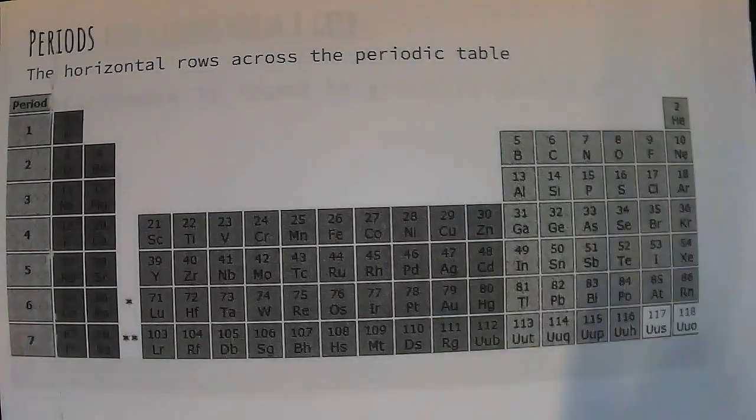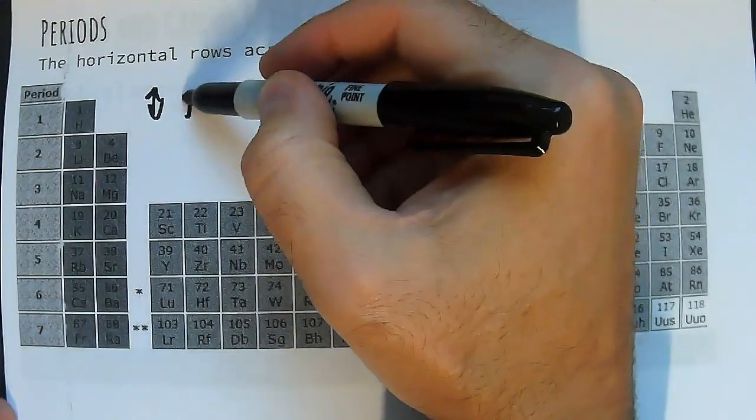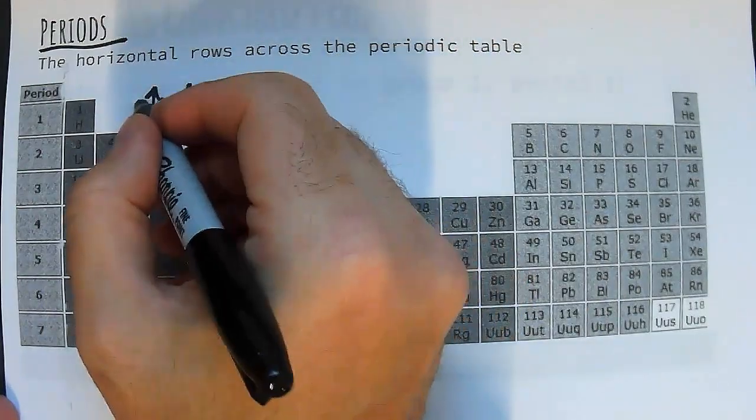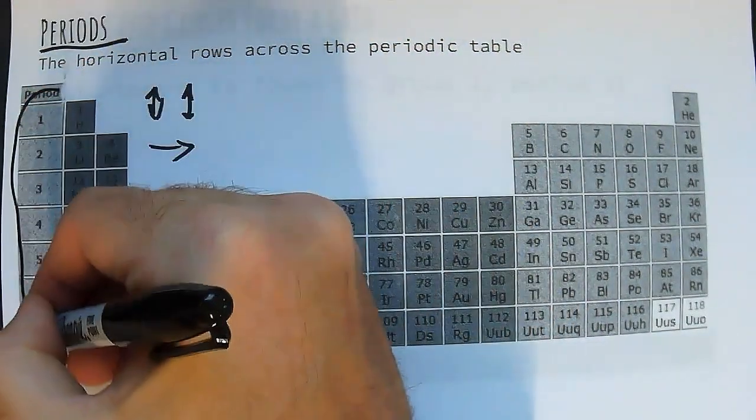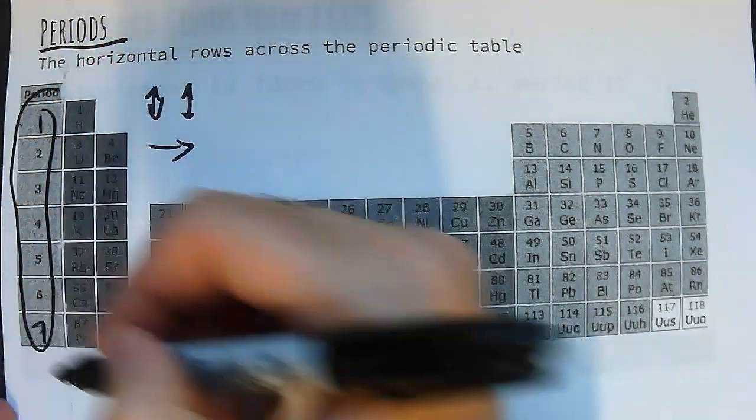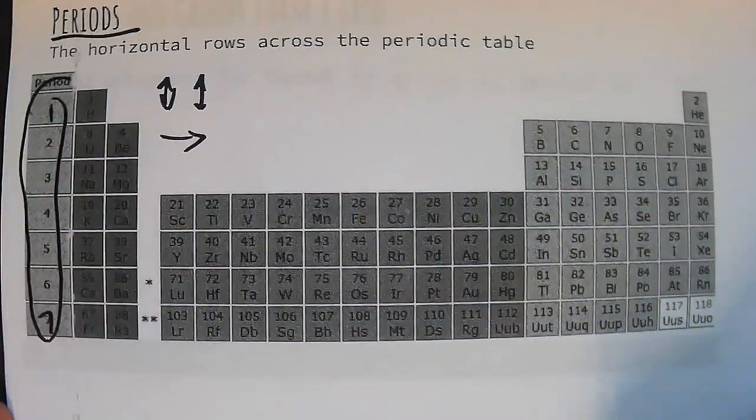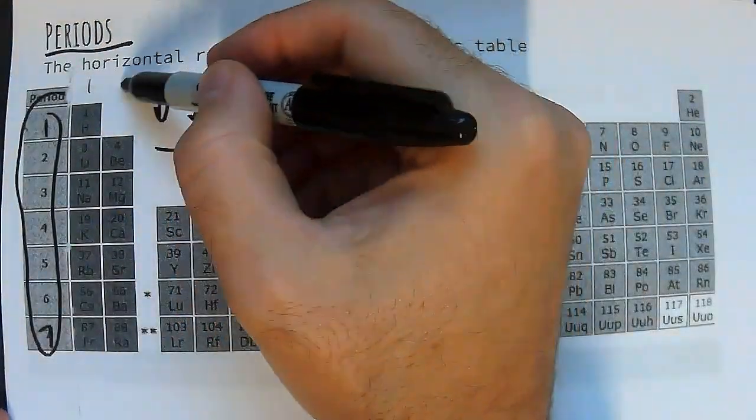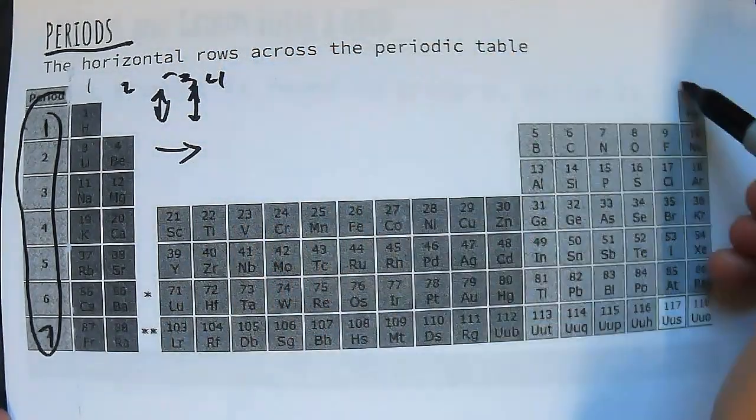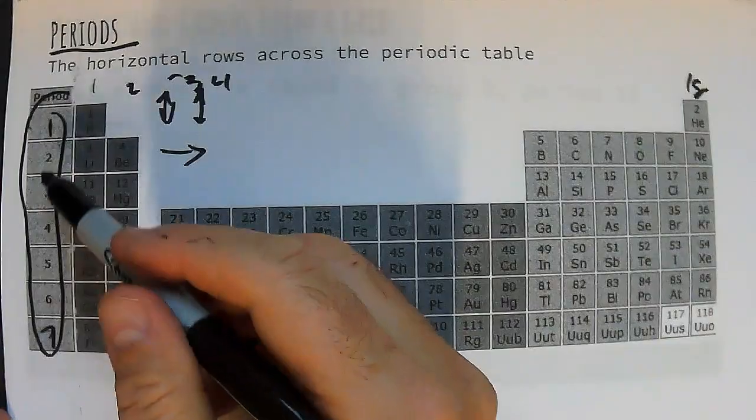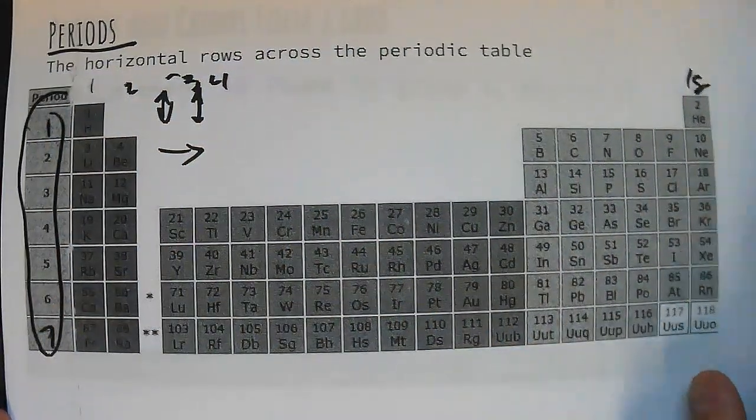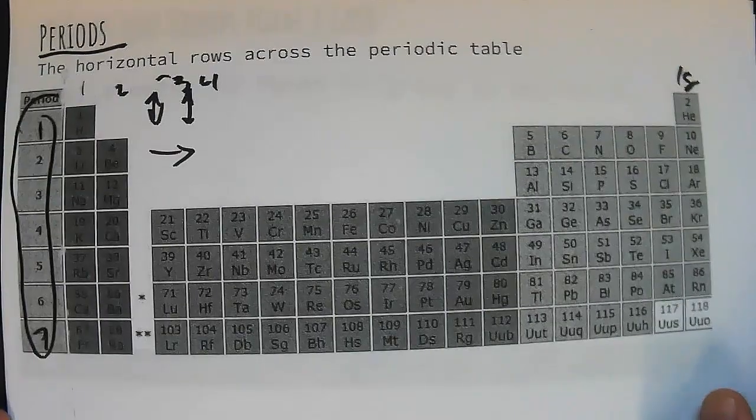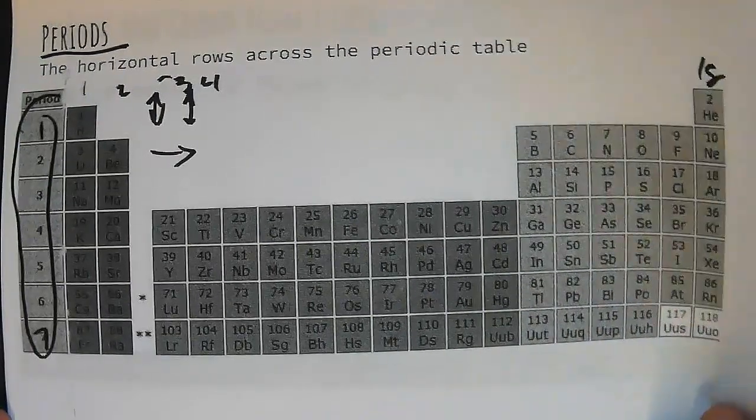If the columns are named and numbered, periods are the rows going this way, and you can see that here they're numbered 1 through 7. What this does is set up a grid, where you have groups going across this way, 3, 4, all the way up to 18, and periods going down, so you can find any element by using a group number and period number anywhere on the periodic table.